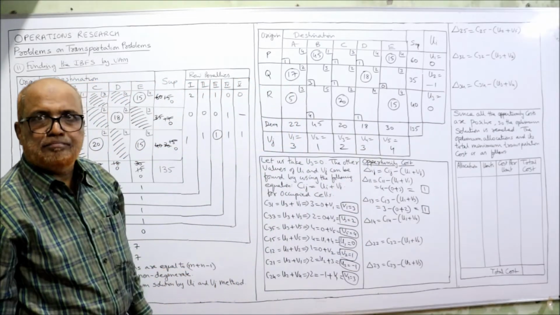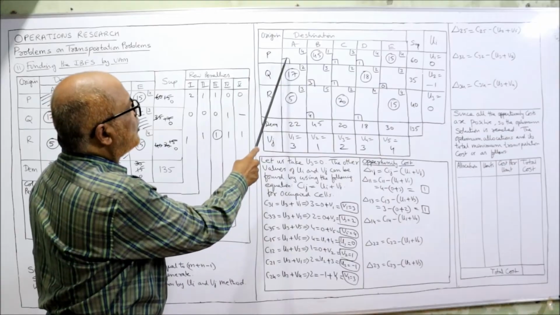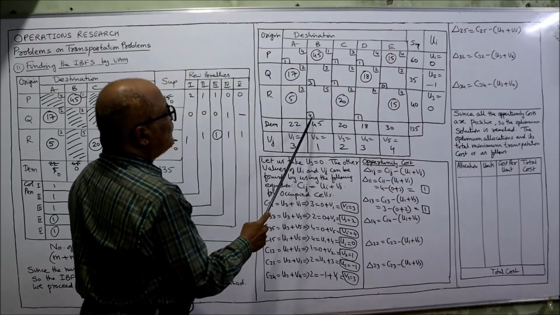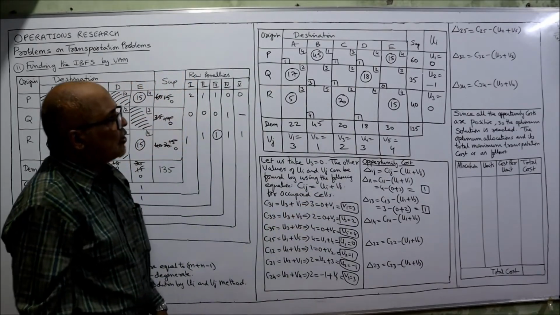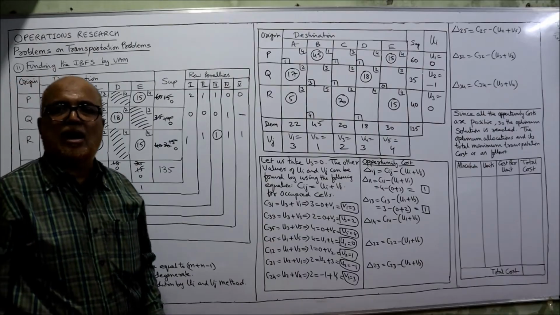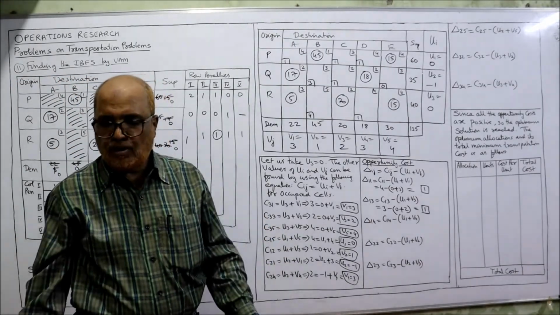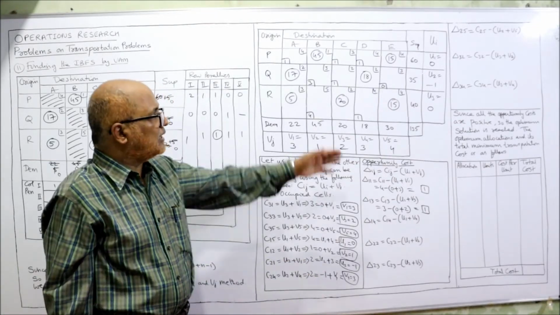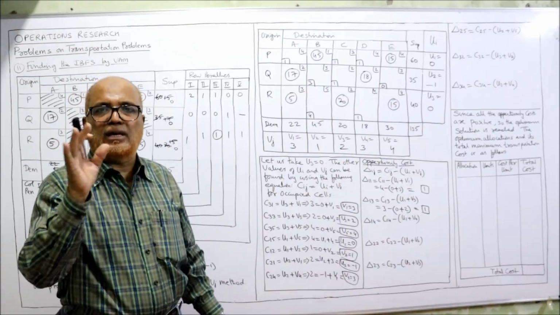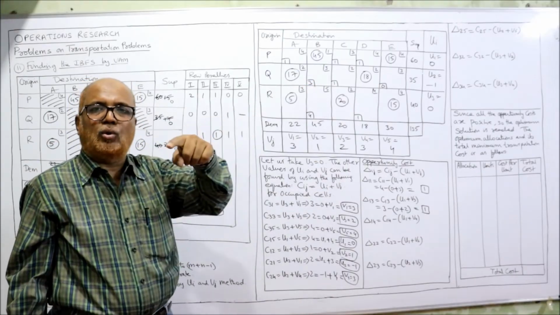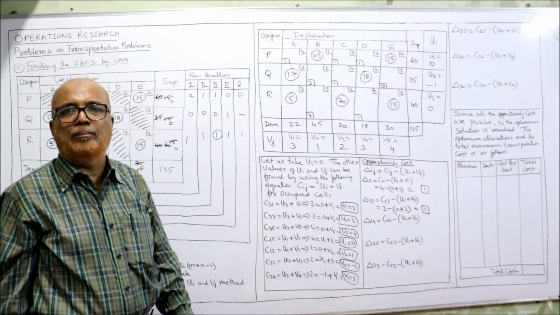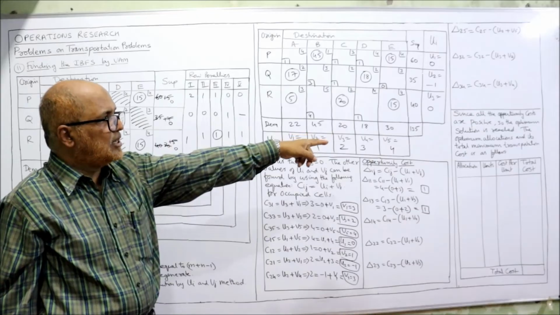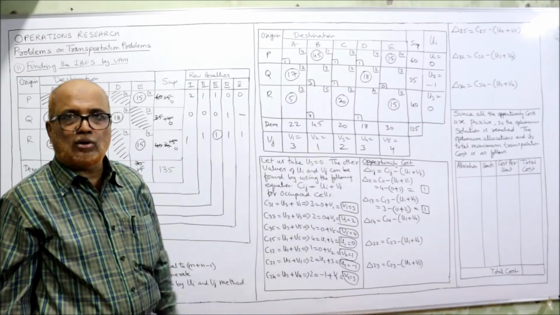We have calculated all the opportunity costs of unoccupied cells. 1, 1, 1. Here 3, 1, 0. Here 4, 1. That's it. What do you observe? All the opportunity costs are positive. When all the costs are positive, we reach the optimum solution. Whatever the allocations are there, this is the best allocation. By using this allocation, the total transportation cost will be minimum. Since all the opportunity costs are positive, the optimum solution is reached. The optimum allocation and its total minimum transportation cost is as follows.